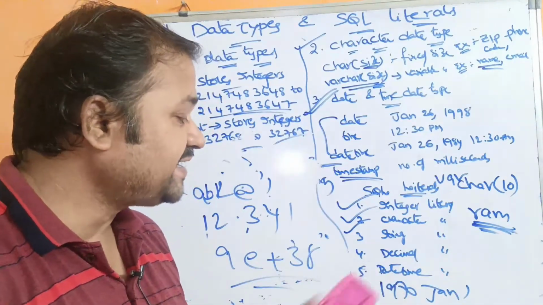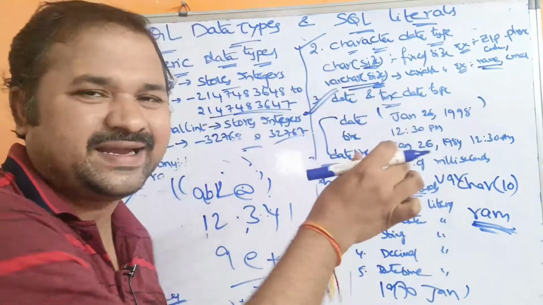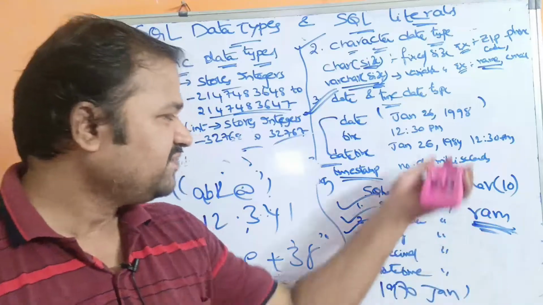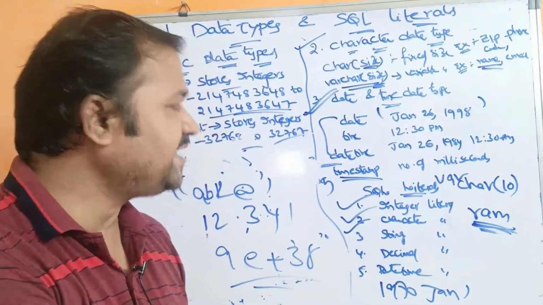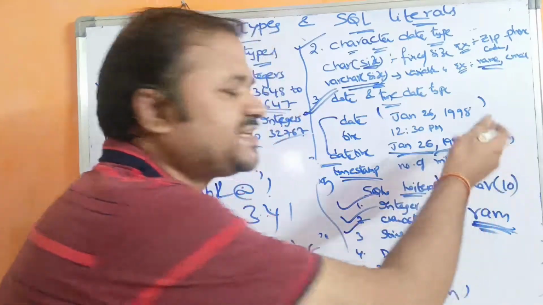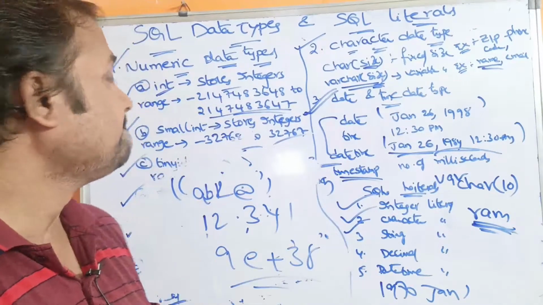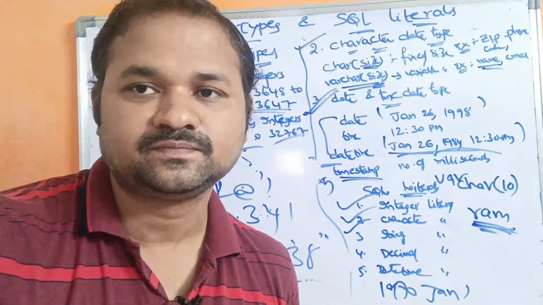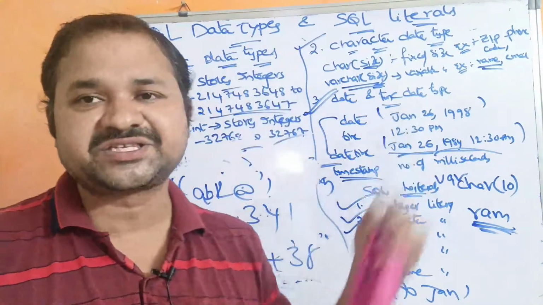And the last one is datetime literal. Datetime literal means we have to enclose the date or time or date and time within the single quotation. Datetime mainly contains date as well as time. We have to enclose that in the single quotation. So this is about SQL data types and SQL literals.